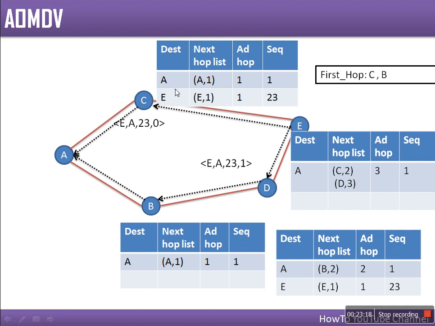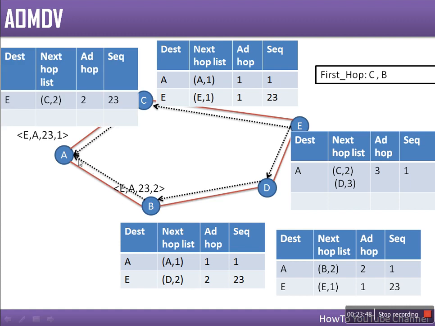How will they do this? They will create one entry that in order to send any data for destination E, forward that data in this direction to this neighbor, and this is one hop away. So the advertised hop count will be 1. The sequence number is taken from this packet, and the same for node D. D will broadcast this packet, B will receive it, and B also will create one entry.